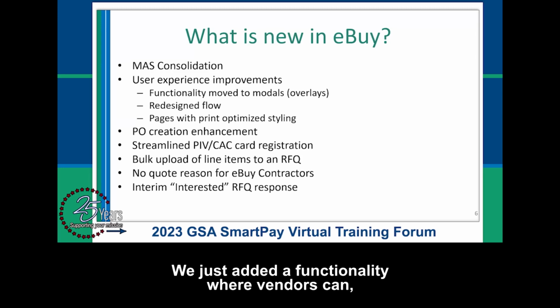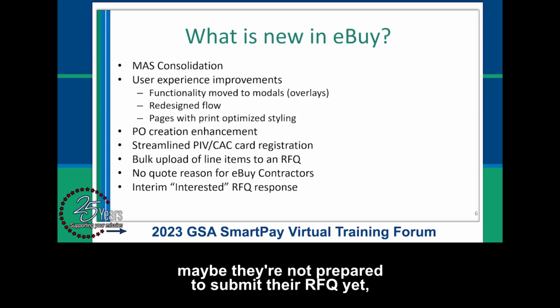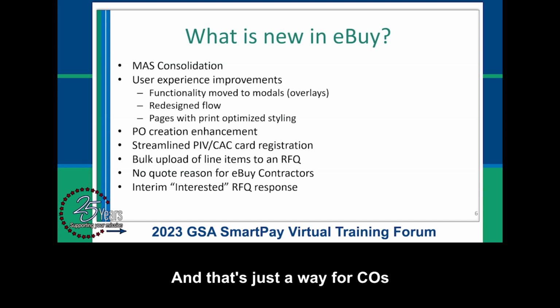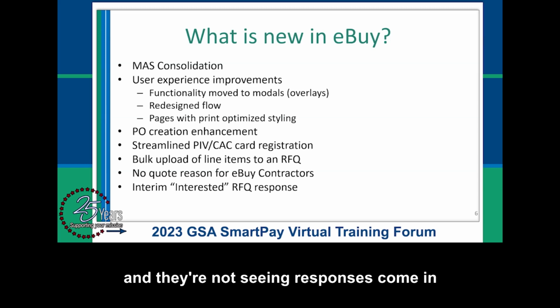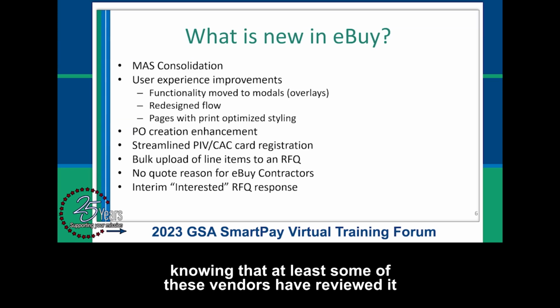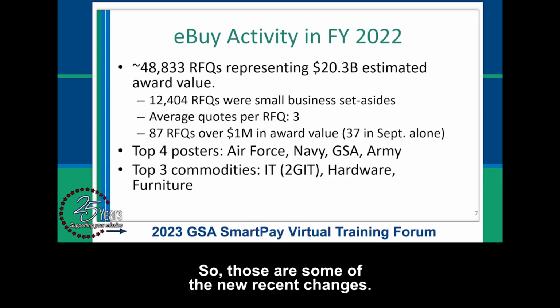We just added a functionality where vendors, when they first see an RFQ and maybe they're not prepared to submit yet, can indicate that they're interested in submitting a response to the RFQ. That's a way for COs, because a lot of times if they've issued the RFQ and they're not seeing responses come in, they get a little nervous. It gives them a little peace of mind knowing that at least some of these vendors have reviewed it and they're planning on submitting quotes. So those are some of the new recent changes.